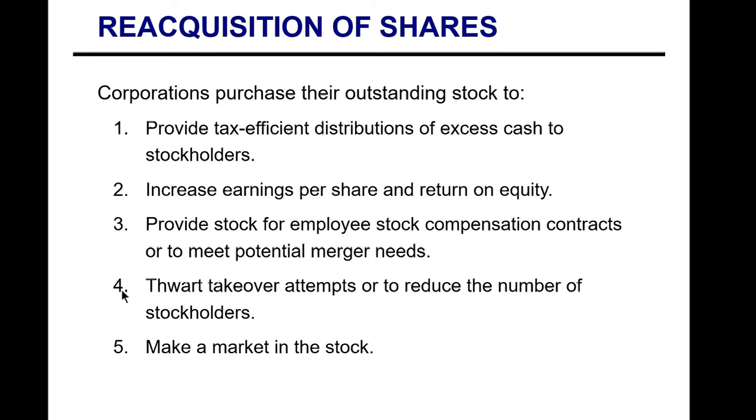So corporations purchase their outstanding stock, and it provides tax-efficient distributions of excess cash to stockholders. It also creates a potential of increasing earnings per share and return on equity. And the reason why is because if you have profits and you have less common shares outstanding, therefore the top line stays the same, but the bottom, or the denominator, becomes smaller.